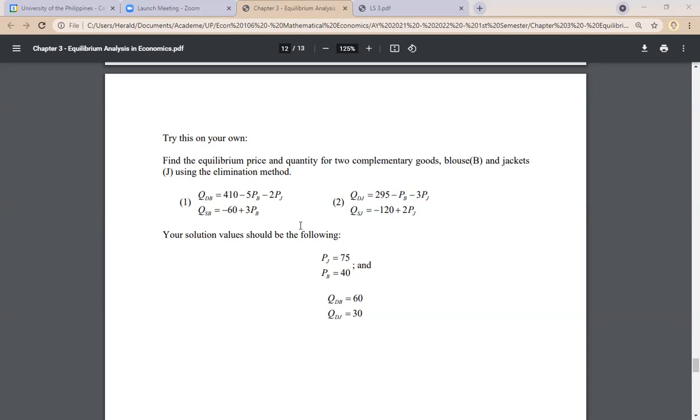Okay, so you have these. In this case, I think the case is for complementary goods. So if you have two complementary goods, it means that if the price of one good goes up, there would also be a decrease in the consumption of the other good. So again, on your free time, kindly solve this one on your own, and your solution values would be the ones written here. Okay.